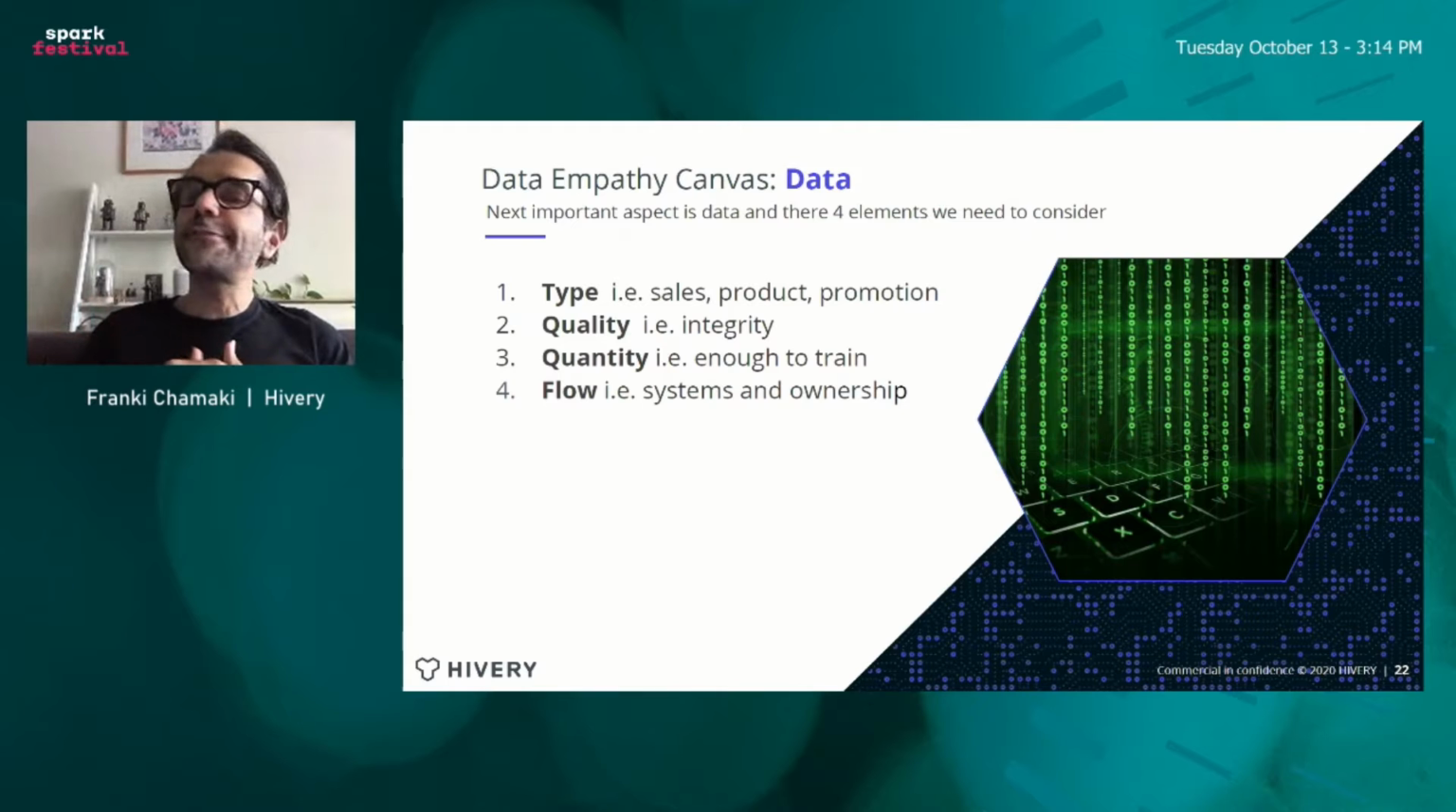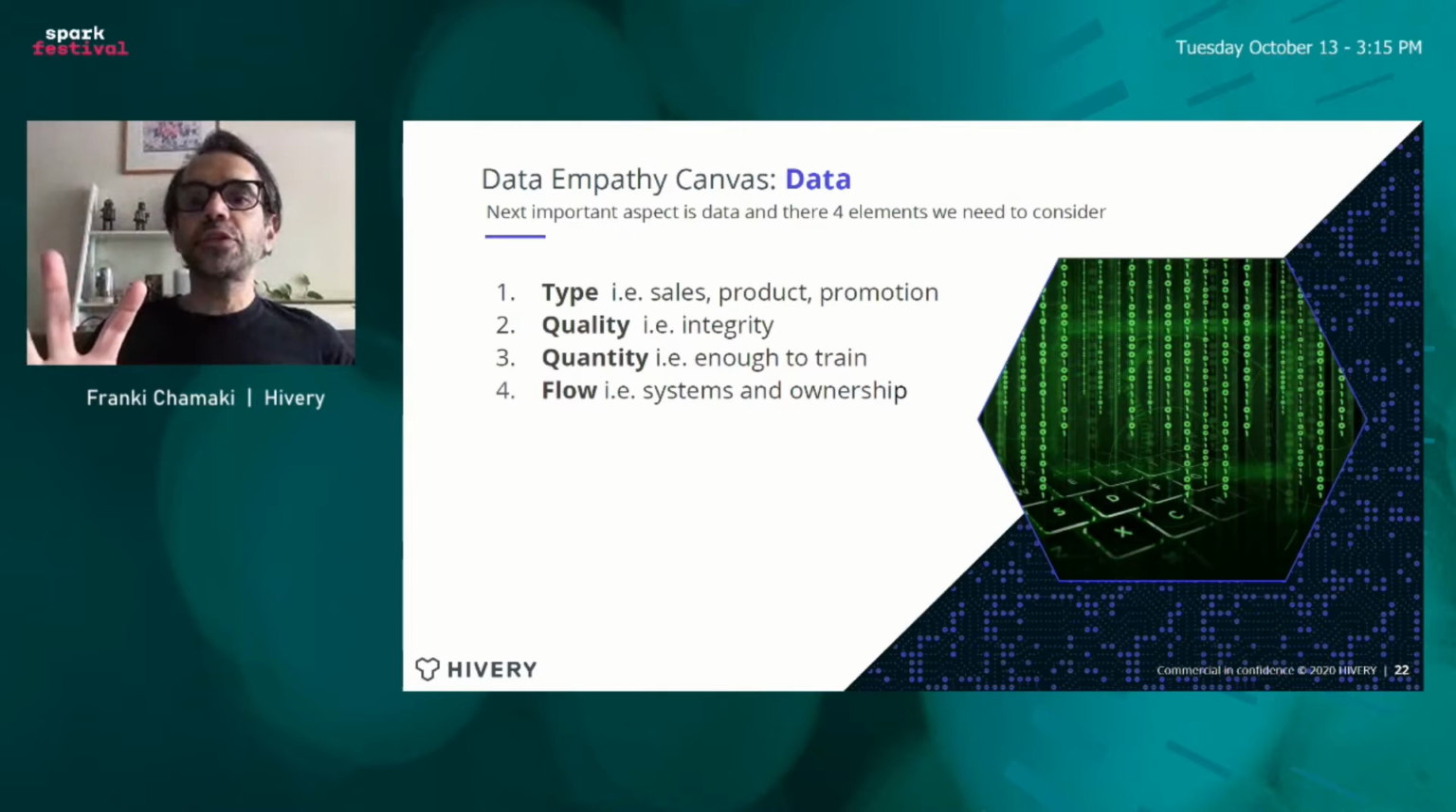And our final one is flow. Who are the owners of this data? Is it external, like proprietary data, or is it internal? Because then I need to influence and secure that data to continue to recommend, to access and train my AI algorithms.